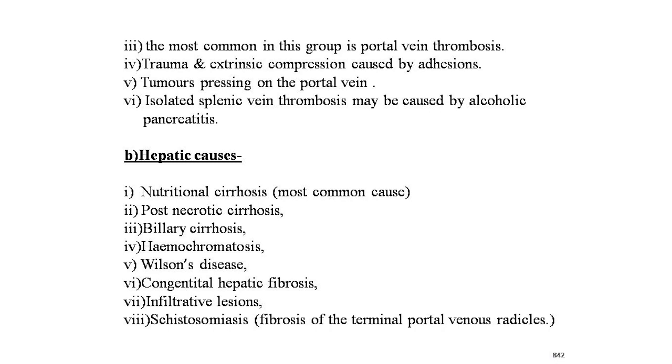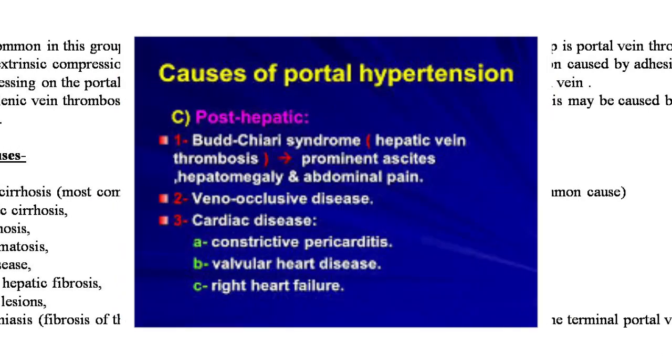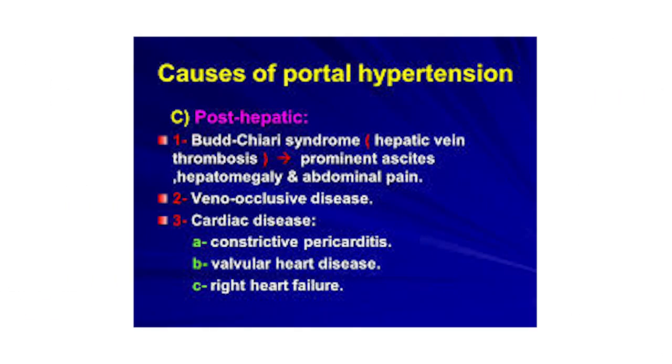Now cause number 2, hepatic causes: nutritional cirrhosis, the most common cause, post-necrotic cirrhosis, biliary cirrhosis, hemochromatosis, Wilson's disease, congenital hepatic fibrosis, infiltrative lesions, schistosomiasis, fibrosis of the terminal portal venous radicals. Here is another image of causes of portal hypertension.